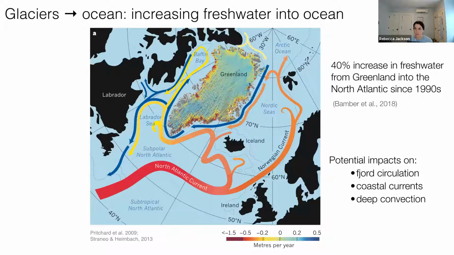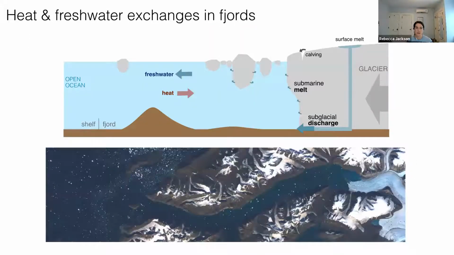So we care about both directions of ocean-glacier interactions, how the ocean affects glaciers and how glacial meltwater affects the ocean. This boils down to understanding exchanges of heat and fresh water. And these exchanges occur in fjords. This is a typical schematic of a glacial fjord with a glacier flowing in from the right. I've got it in schematic form up here, and then a satellite image of one example fjord from above.